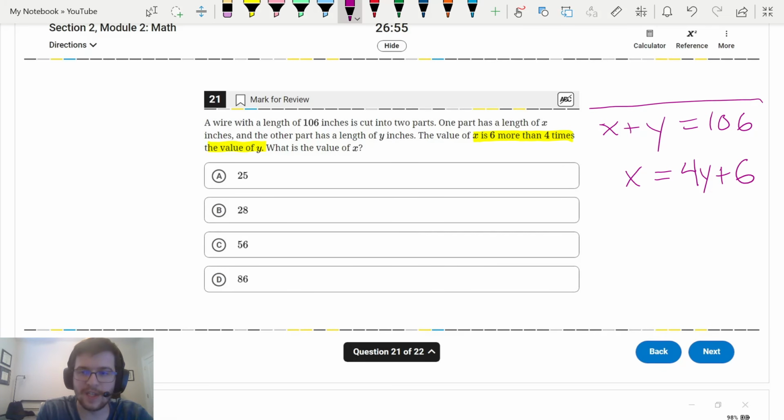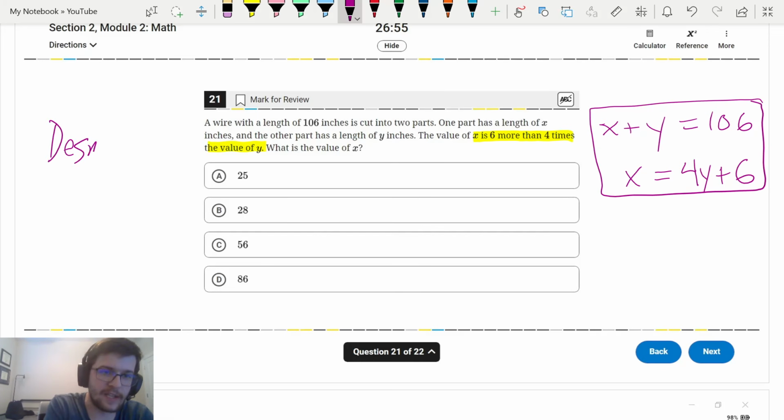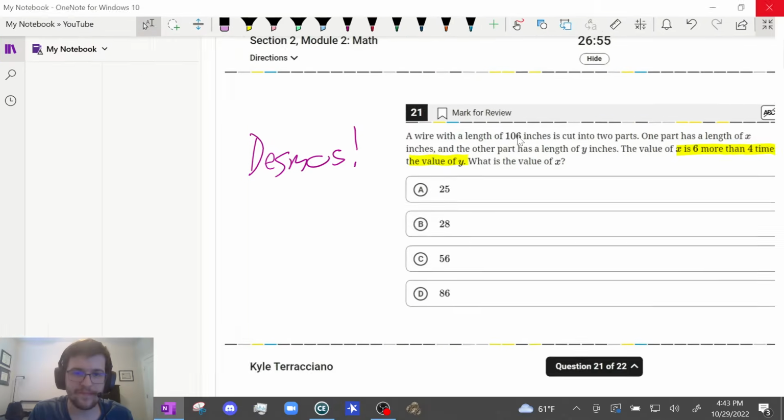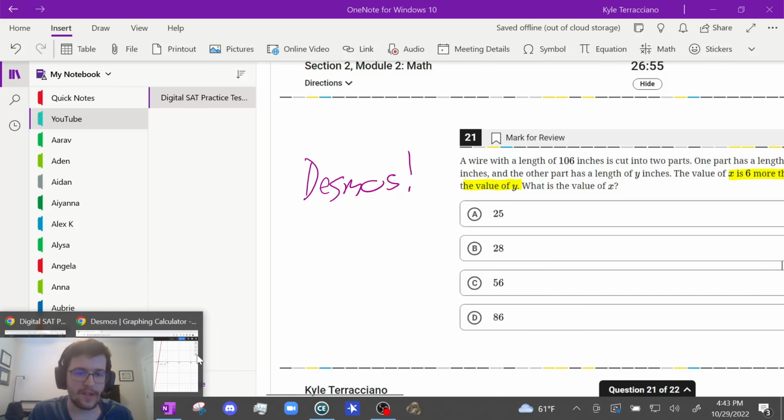So you see this is a system of equations. Now I can go straight to Desmos and get the answer. But you had to write, that was the hard part. You had to write down those equations using the words, okay? So let's go to Desmos.